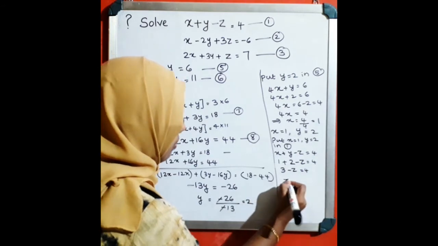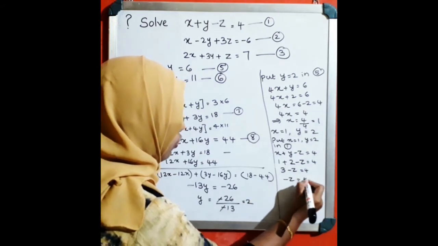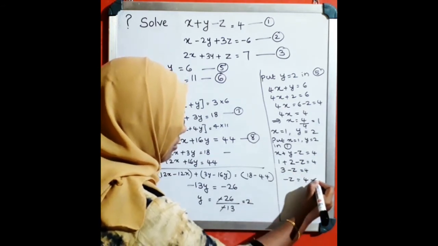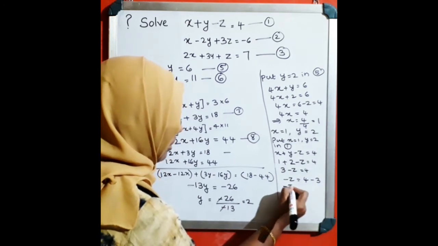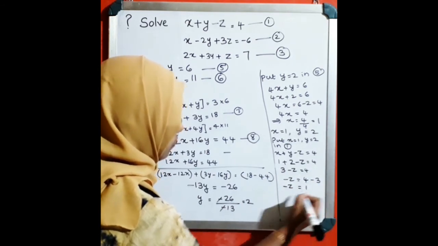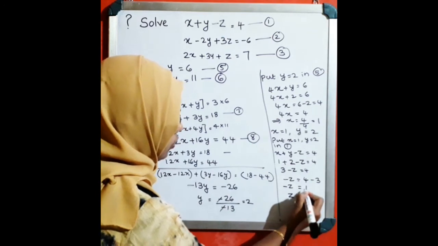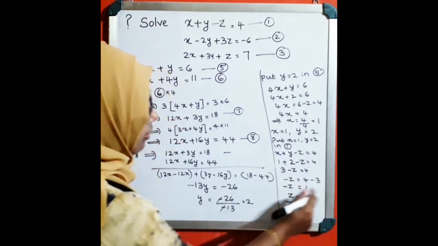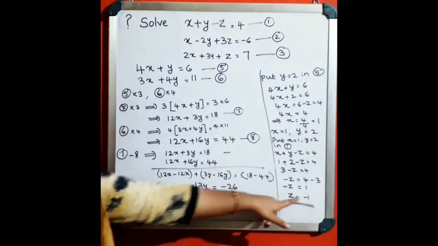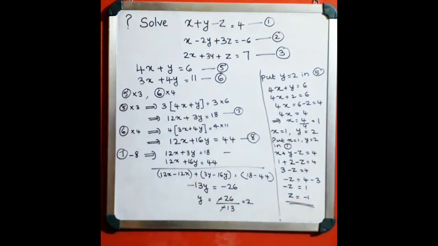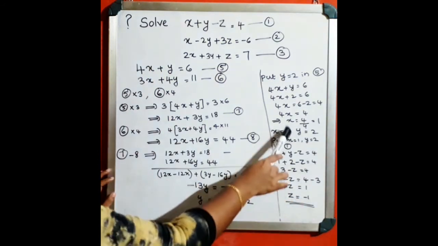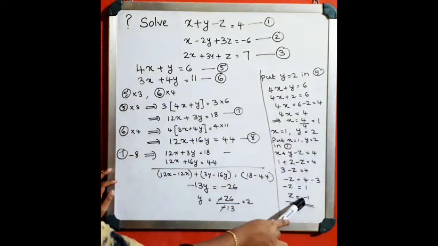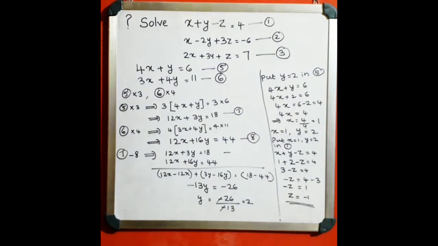Minus z is equal to 4 minus 3. Minus z is equal to 4 minus 3 is 1 and z is equal to minus 1. Just change the sign. So z is equal to minus 1. So our solution is x is equal to 1, y equal to 2 and z is equal to minus 1. This is our solution.